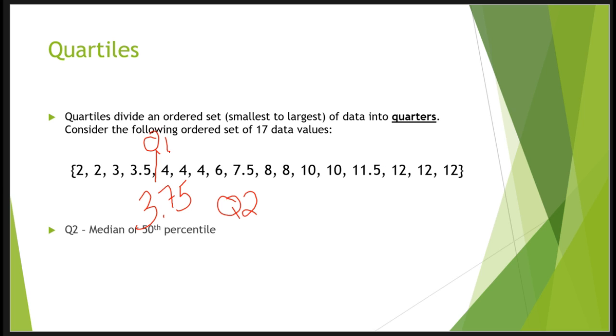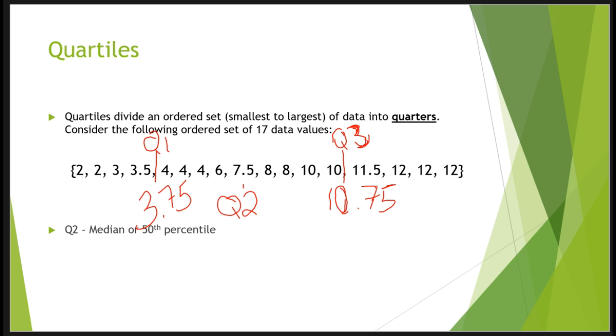Okay, we do the same thing then for the upper half of the data. So that's our Q2. So our upper half, 8, 8, 10, 10, 11.5, 12, 12, 12. So right here is our Q3. And it's going to be, if you add those up and divide them, 10.75. So notice that 3.75 and 10.75 are not part of the data. That's okay.